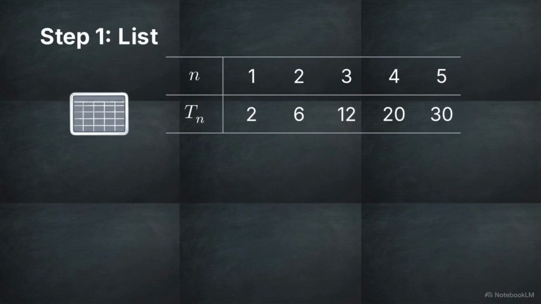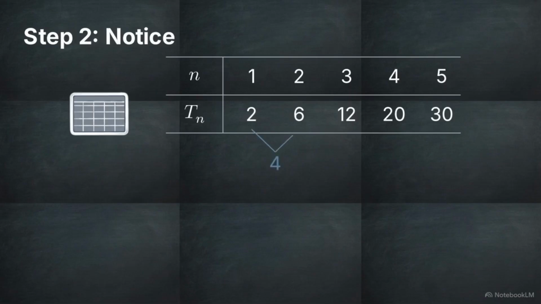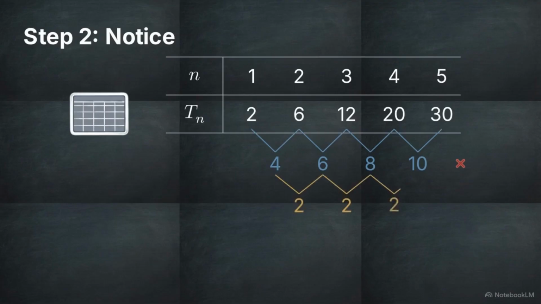Step 2 is to notice. We calculate the differences between the values to see how the pattern is changing. Our first differences are 4, 6, 8, and 10. Because these numbers are not the same, the sequence is not a simple arithmetic pattern. We have to look one layer deeper. We calculate the second differences by finding the change between 4, 6, 8, and 10. Each time, the difference is exactly 2.